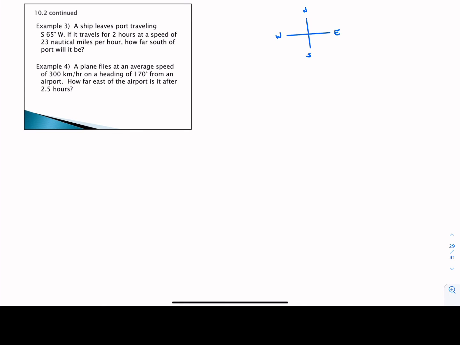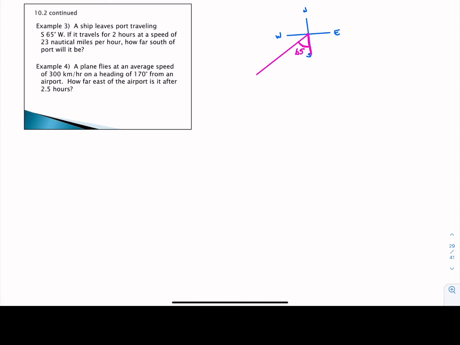of travel, I'm going to start from my point of departure. That's my port. And I'm going to travel south, which is downwards, of course, and swing my pencil to the west, which means to the left. So if I drag my pencil roughly 65 degrees, this is my new direction of travel. Okay, so we know that the ship leaves port heading in this direction, south 65 degrees west. So I'd like to label that angle here as well before we lose track of it. So we know that this inside angle here is measuring 65 degrees.